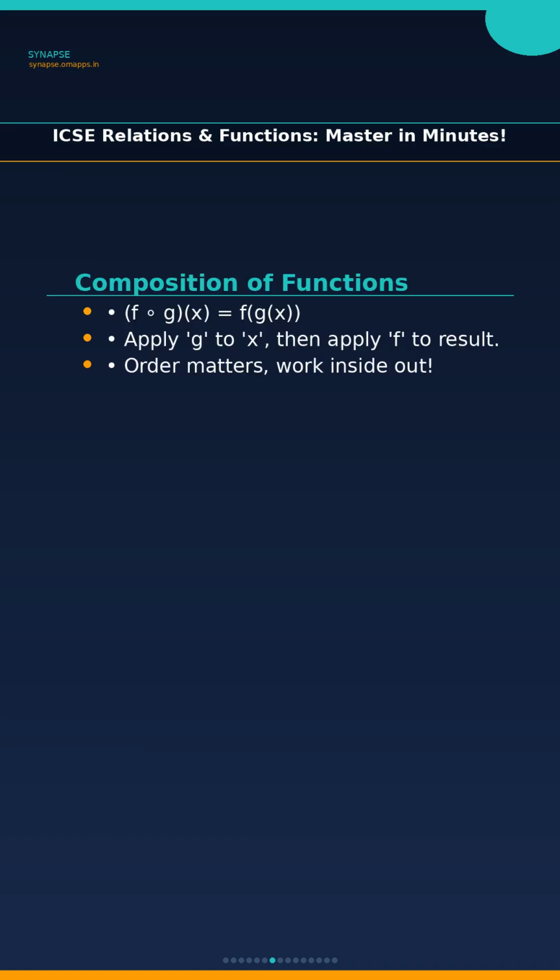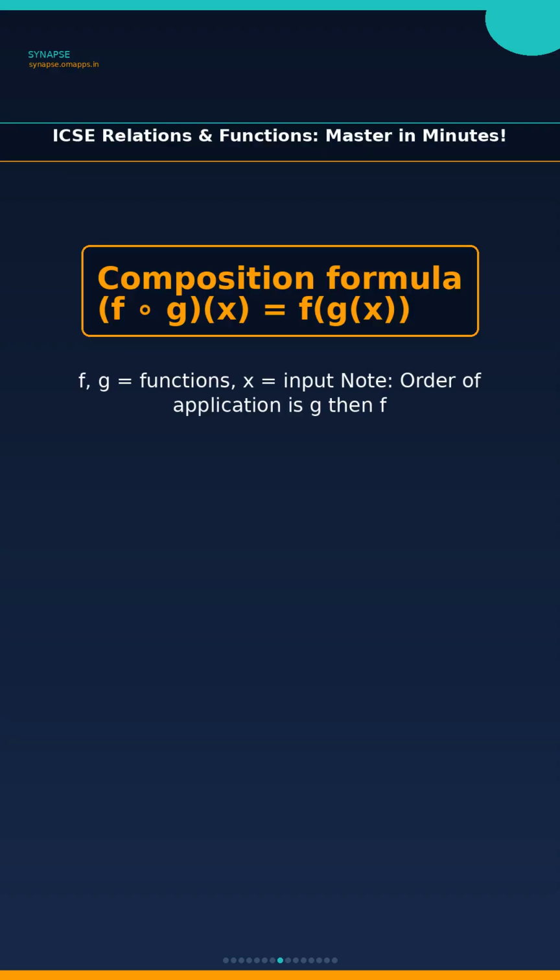Now, let's delve deeper into types of functions. An injective function, or one-to-one function, means each element of A maps to a unique element of B. A surjective function, or onto function, means every element of B has a pre-image in A. A bijective function is both injective and surjective.